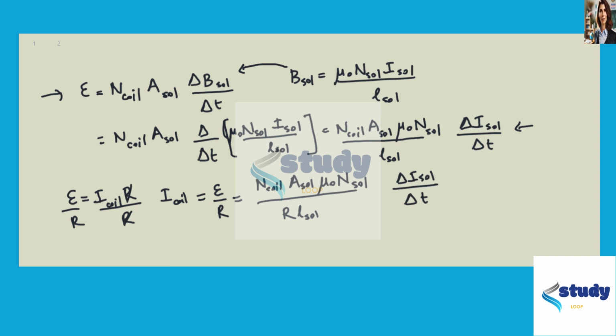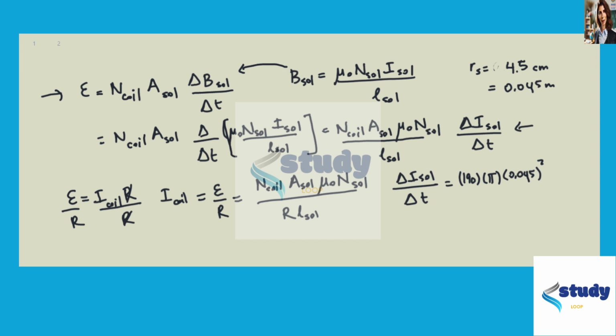So let's see what we know already. First of all, we know N coil. N coil is 190, right? Then the area of the solenoid is going to be pi times R solenoid squared, right? And our solenoid radius was given as, pardon me, this is not 0.45, it is 4.5 centimeters. That is going to be equal to 0.045 meters, so that we can put it here, squared, right? The area of the solenoid.